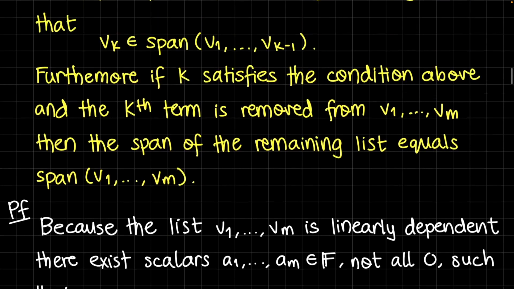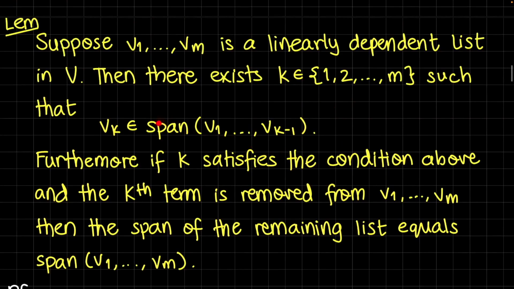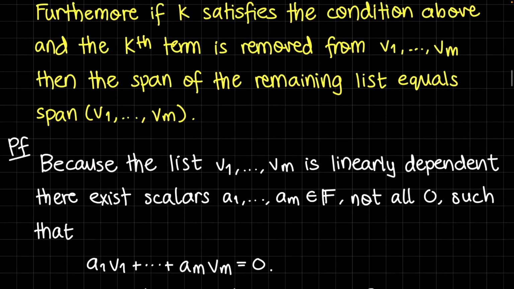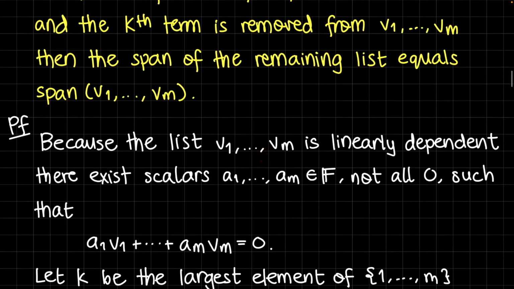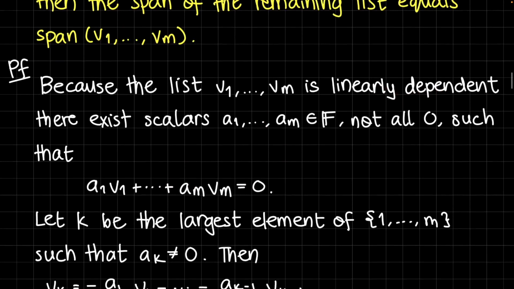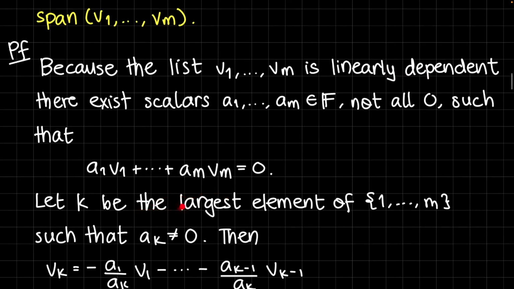Let's prove it. Let's prove the first part, that vk belongs to the span. So because the list v1 through vm is linearly dependent, that was given to us, there exist scalars a1 through am belonging to F, not all 0, such that a1 v1 plus dot dot dot plus am vm equals 0. This is just the definition of linearly dependent. Now let us choose k to be the largest element of the index set 1 through m, such that the coefficient ak is non-zero.